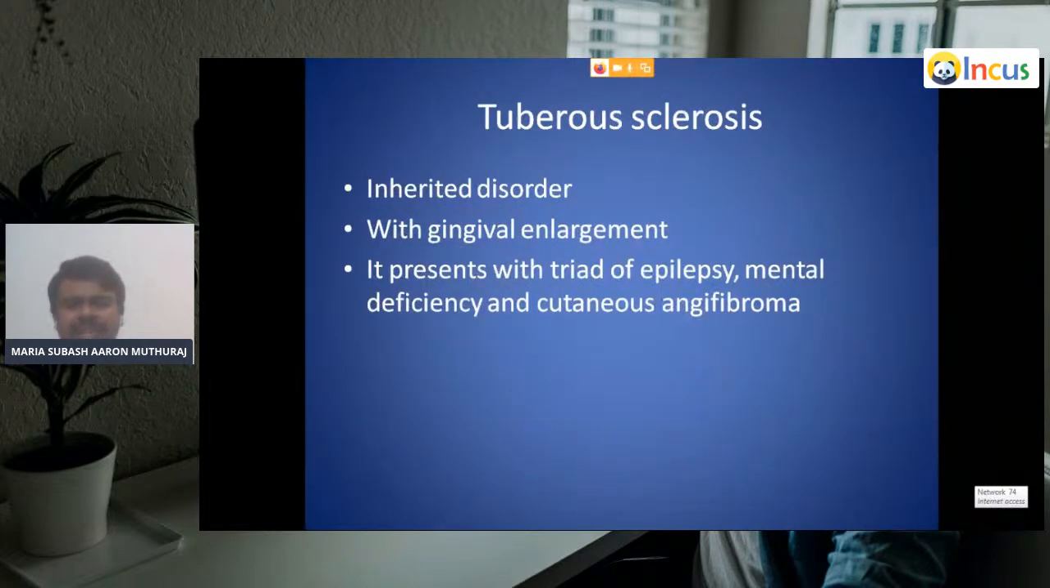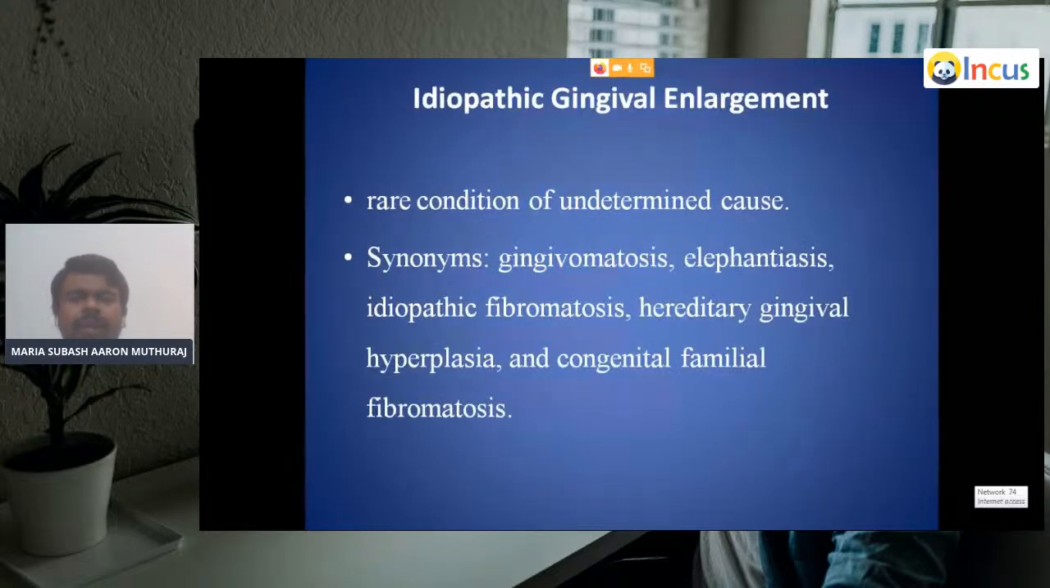It's just an inherited disorder with inflammatory enlargement. Commonly, it presents with a triad of epilepsy, mental deficiency, and cutaneous angiofibroma. Okay. Here in this slide, we are going to discuss idiopathic gingival enlargement. It is a rare condition.